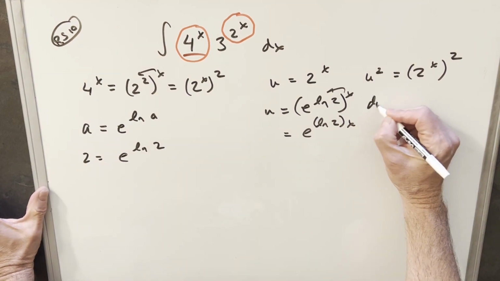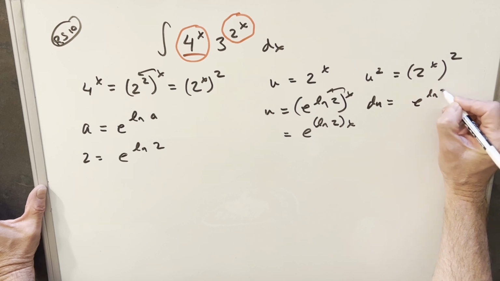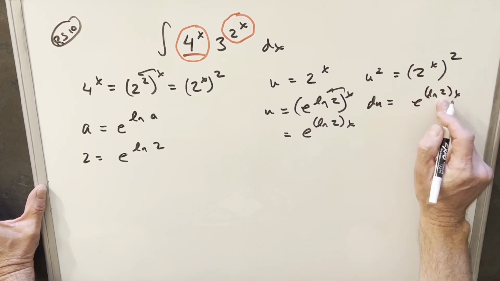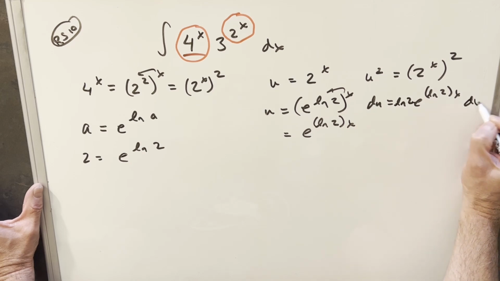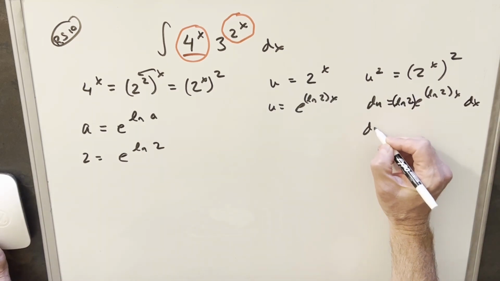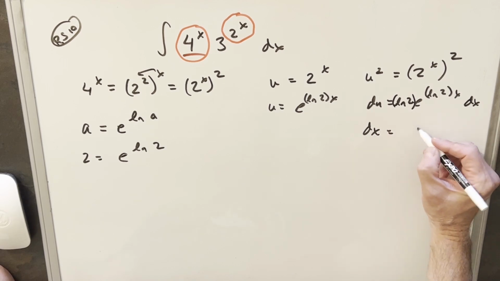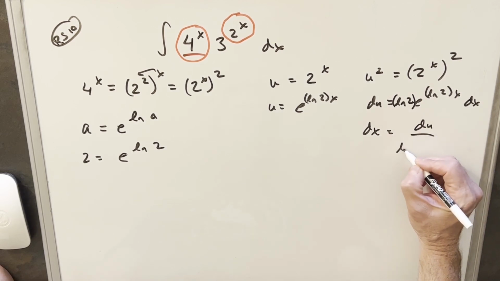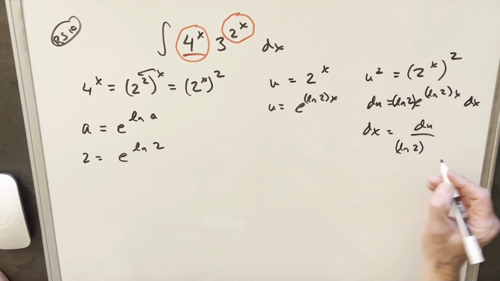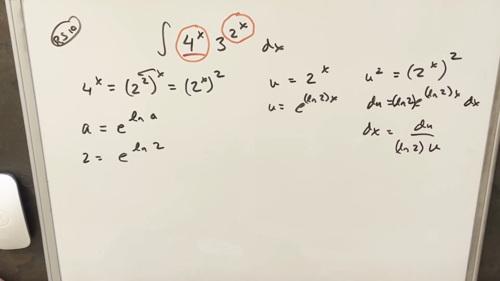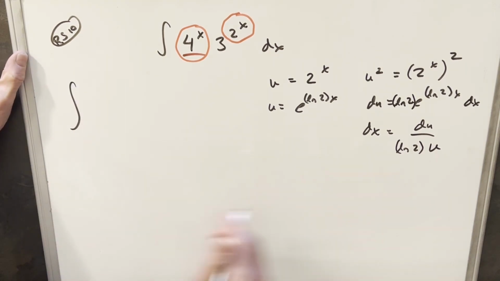So then here I'll just take my derivative, and the derivative of this is going to be e to the ln 2 x, but then with the chain rule, we'll need to bring an ln 2 out front, and we'll have our dx. But then I can just solve for my dx value by dividing all this out. So we'll have du over ln 2, but then this e to the ln 2 x, I'm going to write as just the same thing as u, so I'll write a u in the denominator over here. Okay, so now I'll go ahead and make this substitution now that we have everything we need.